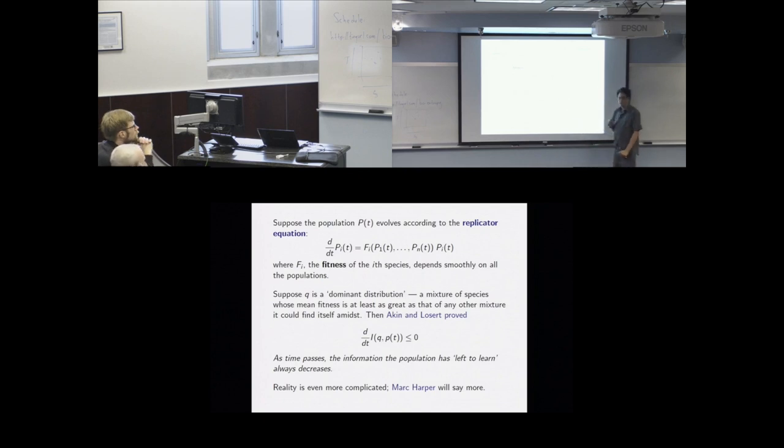monotonicity: this relative information will always decrease. Here P of T is evolving according to the replicator equation, Q is this dominant distribution, and you can show that the probability distribution P will get closer and closer to the dominant distribution. So you can think of that as the ultimate goal. But what's happening is that this is a way of making quantitative the sense in which it's getting closer. The information keeps decreasing. So you can interpret this as saying the information that the population has left to learn as it goes from where it is now to the ultimate goal is always decreasing. So it's learning, in other words. There's less information left to learn, so it's learning.